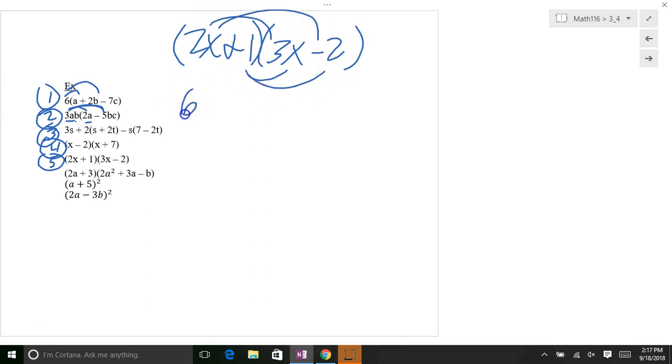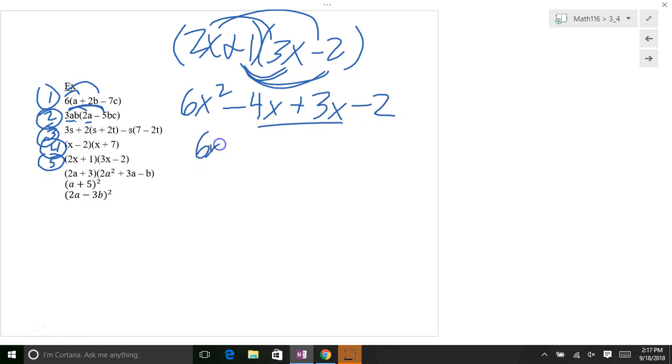So 2x times 3x, we got 6x squared. 2x times negative 2, negative 4x. We got 1 times 3x is positive 3x. And finally, 1 times negative 2, negative 2. Combine any like terms you got. Those are the only ones that are like terms, in the middle.